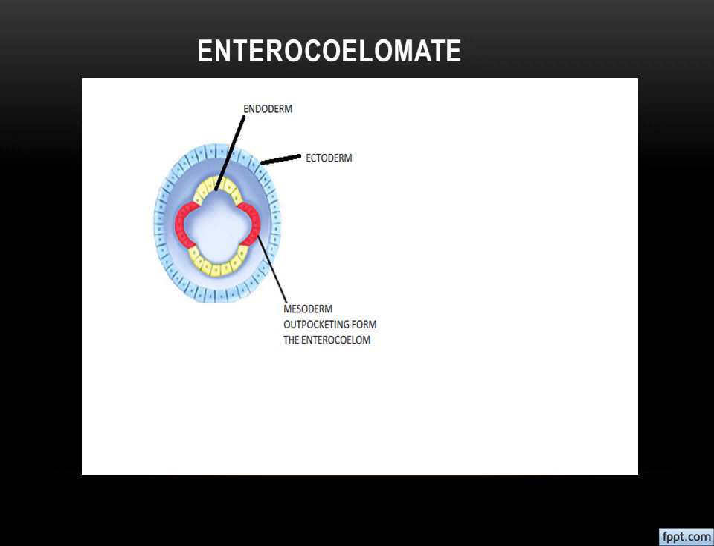Is it clear? So those are the types of coelomates: acoelomates, pseudocoelomates as well as eucoelomates. The eucoelomate is further classified into two, that is schizocoelomates as well as enterocoelomates. Understand? Okay. Let us go for the next one.